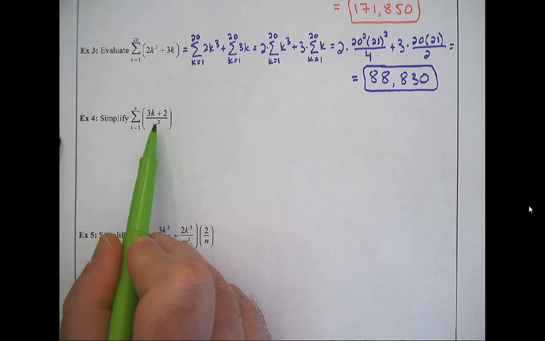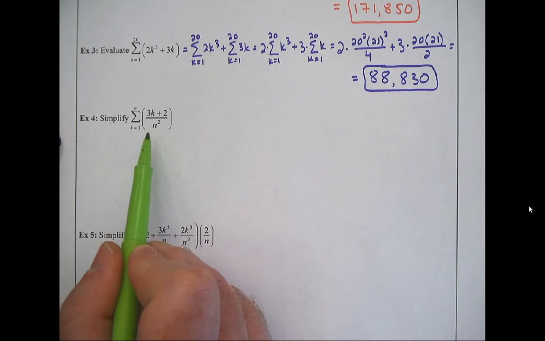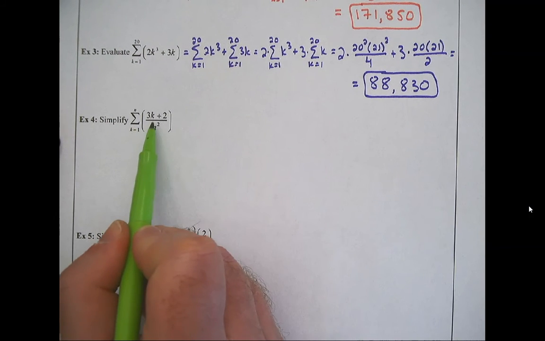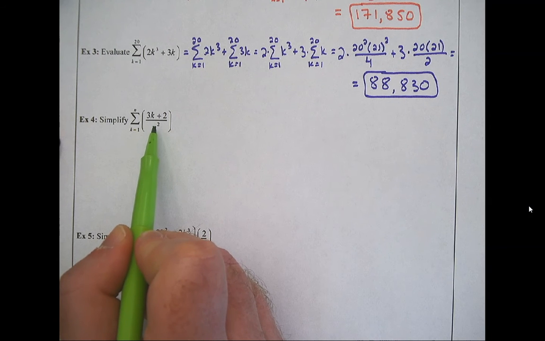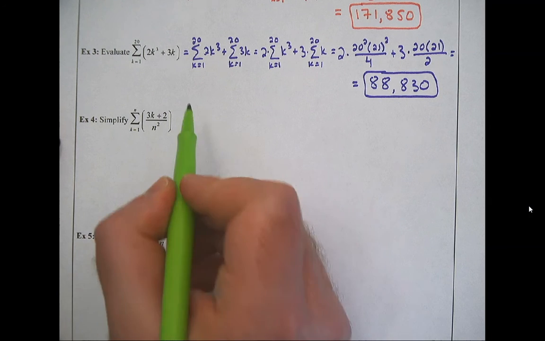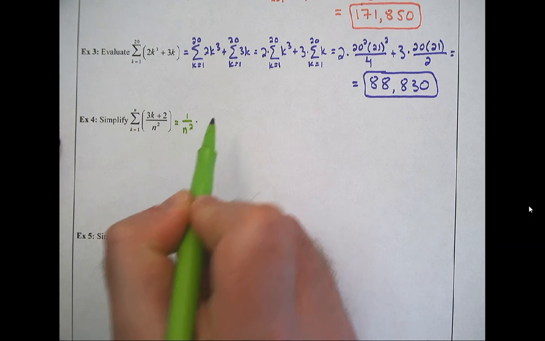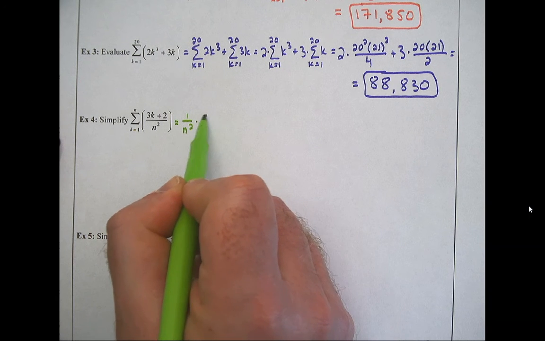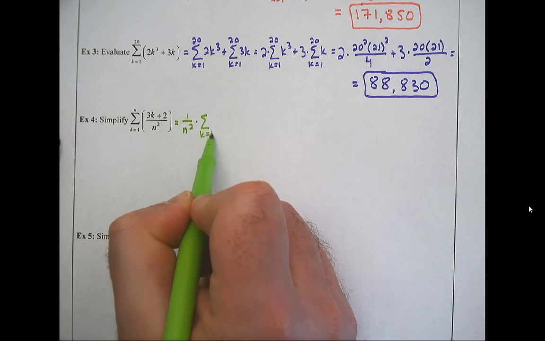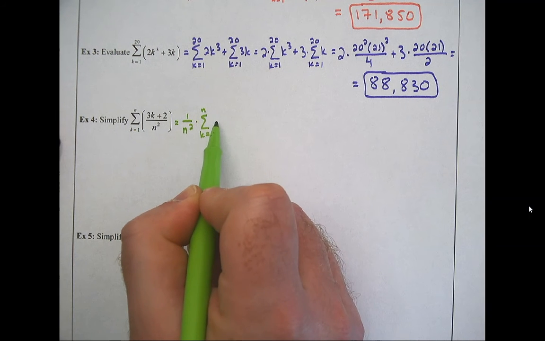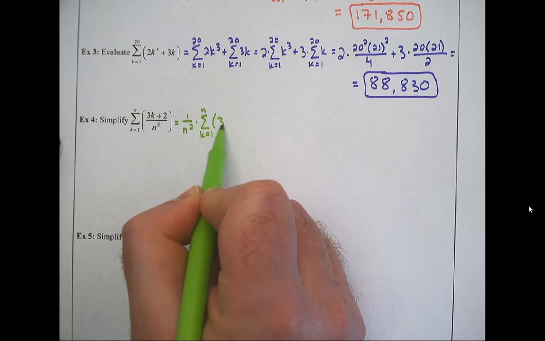So right off the bat, I noticed that I can do one at a time on this one. I've got a constant. This N squared is a constant, but it's on the bottom. So when I pull it out, it's going to be 1 over N squared times the sum from k equals 1 to N of 3k plus 2.